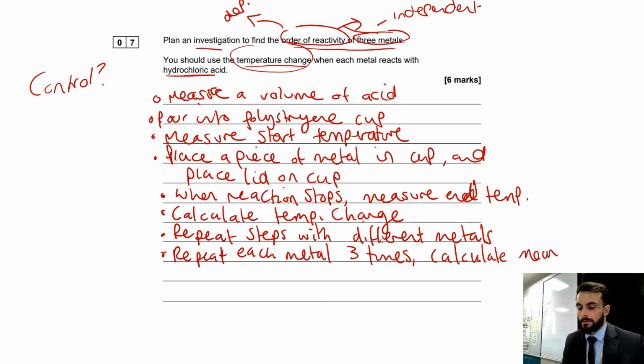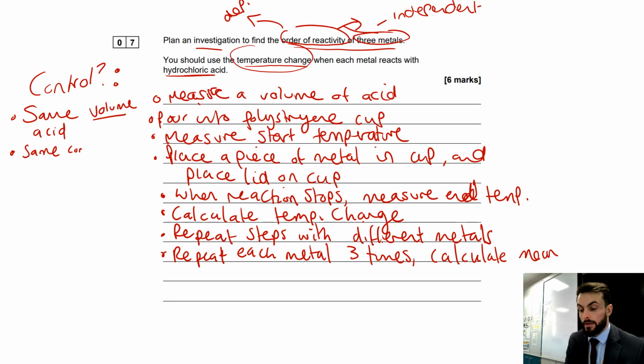Then the next thing is, to really take it to the very, very top, you need to talk about what your control variables are. So what are you going to keep the same to make sure that if someone followed this method, they would get 100% the best results that they could get from it. So what things could you control? You could have the same volume of acid. Must be volume, not amount. When we're talking about liquids, it's the volume of a liquid.